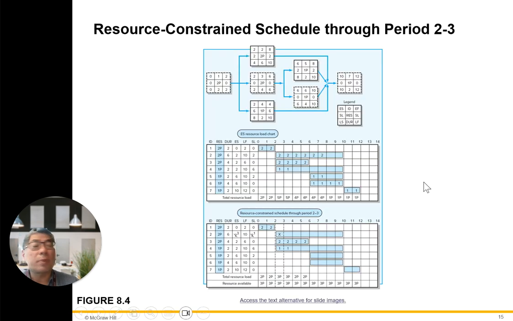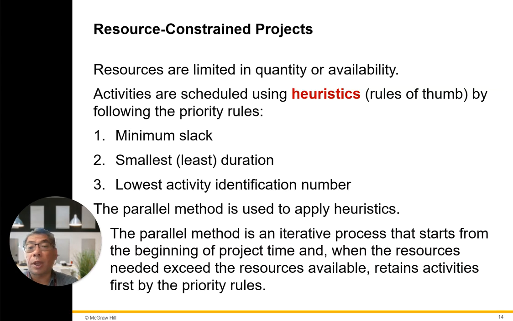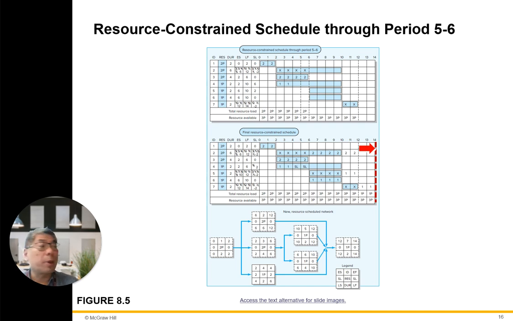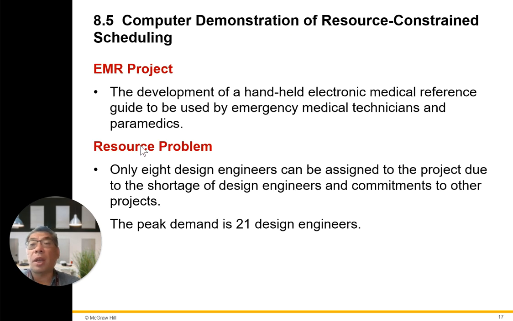Example here. This is an example of the project, what has to be done. Okay, let's look at the example here, going into the resource constraint. Okay, the detail of the project. And then 8.5, the EMR project. The developer, this is a computer machine of resource constraint schedule.